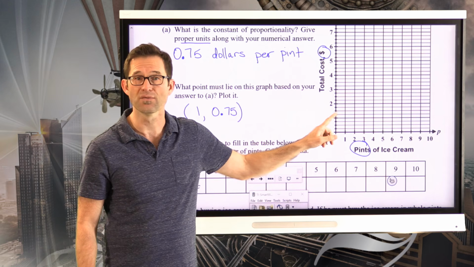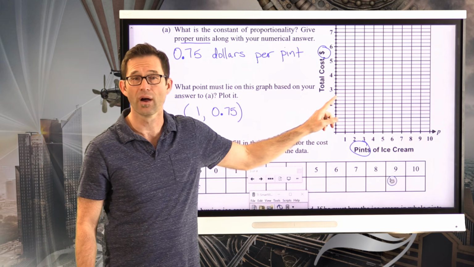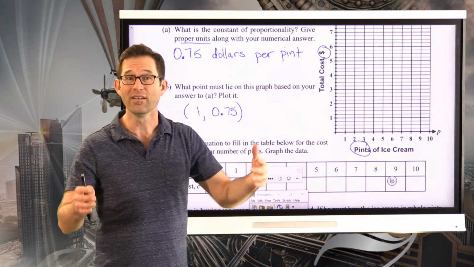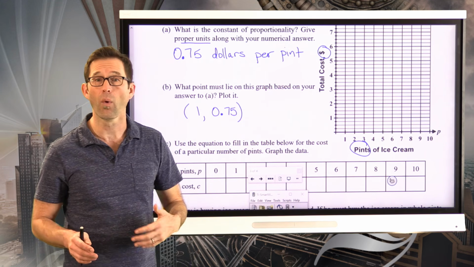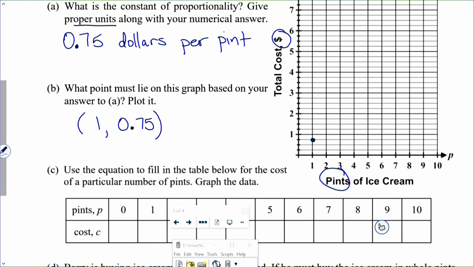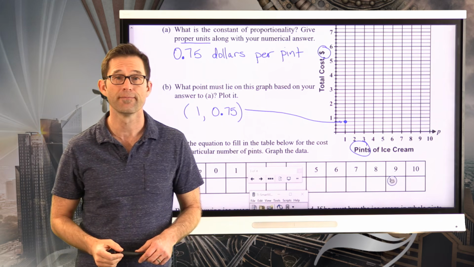1.25, 1.50, 1.75, 2. 2.25, 2.50, 2.75, 3. I won't keep going, right? The idea, though, is that we should now be able to plot (1, 0.75) as this point right here. I'll get rid of that arrow in a little bit, but there it is, (1, 0.75).